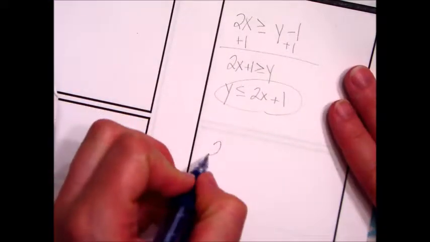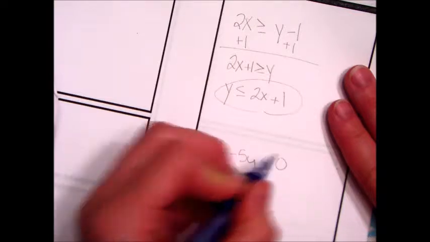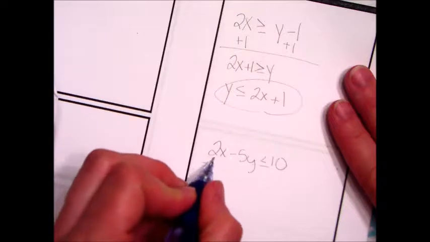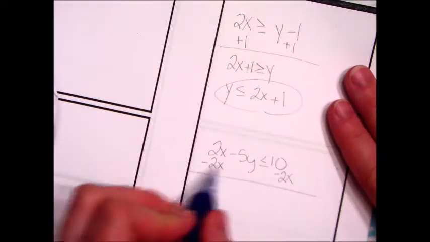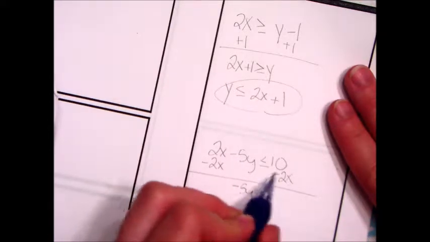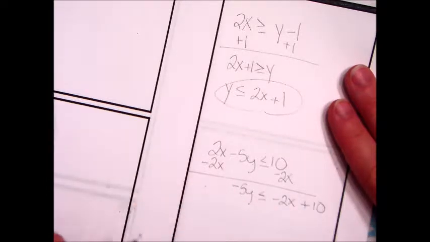Hold on to that. Now for the second equation, 2x minus 5y is less than or equal to 10. We have to get this y by itself. So we need to take away this 2x by subtracting 2x. Bring down the negative 5y less than or equal to. Please put the minus 2x first and then the positive 10 behind it.